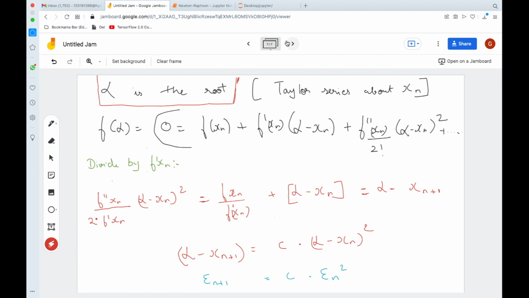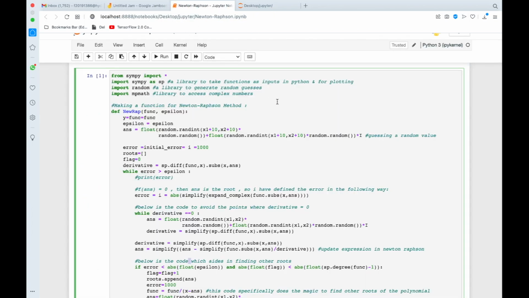Now I'll show you the code. The link to the code is also given in the description. So check it out. So basically I defined a function Newton-Raphson which takes in a function and epsilon, the error which is tolerable by us. Okay. So basically the code is very self-explanatory. I have attached comments on every line, so you can go through it yourself too, but I'll still explain it.